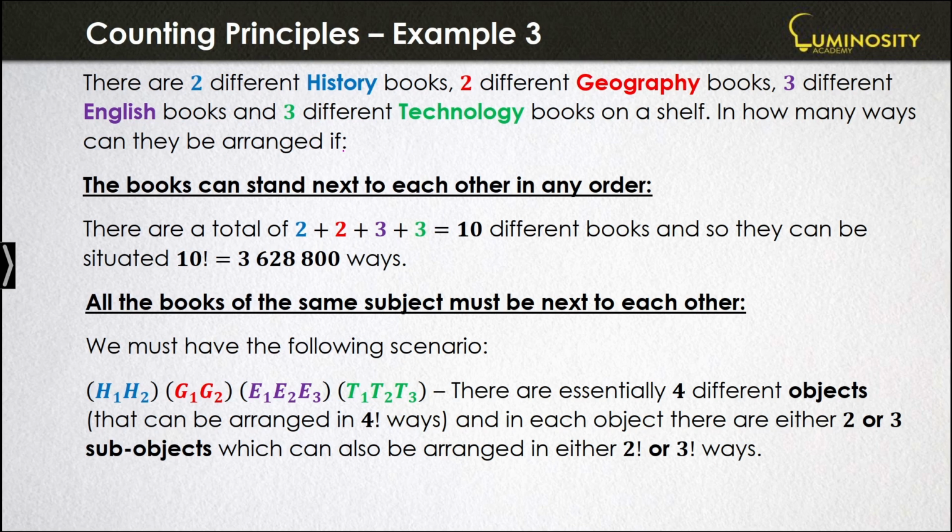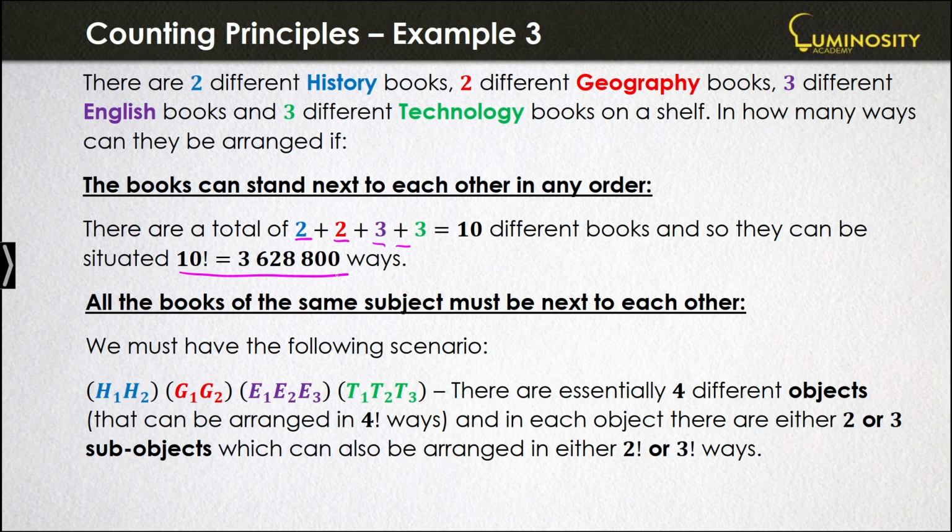In how many ways can they be arranged if the books can stand next to each other in any given order? First of all, there are 2, 2, 3, and 3 books altogether, so there are 10 different books. By the fundamental counting principle, if any book can go in any position, then there are 10 factorial, or 3,628,800, different ways we can arrange those 10 books to stand next to each other on the shelf.